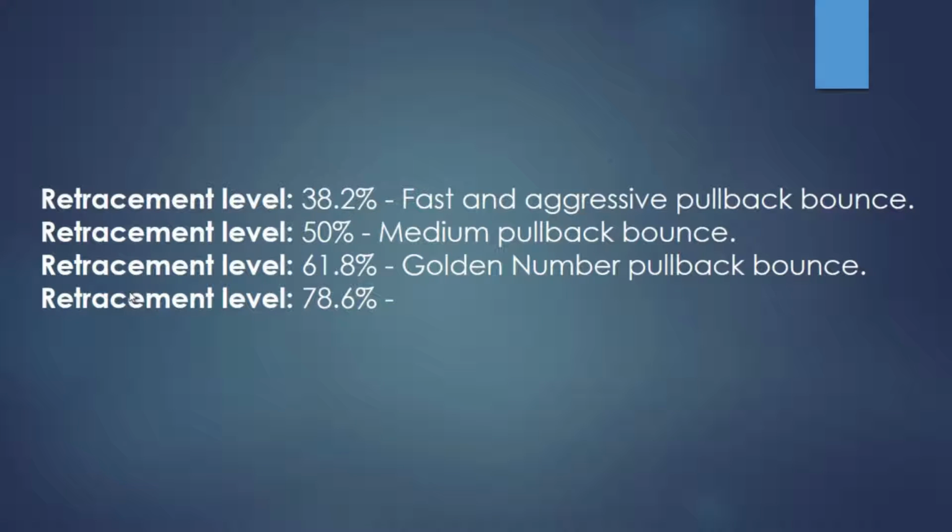So now these are the levels you see in the tool when you pull it out. We call them retracement levels. We have the 38.2%, 50%, 61.8%, and 78.6%.